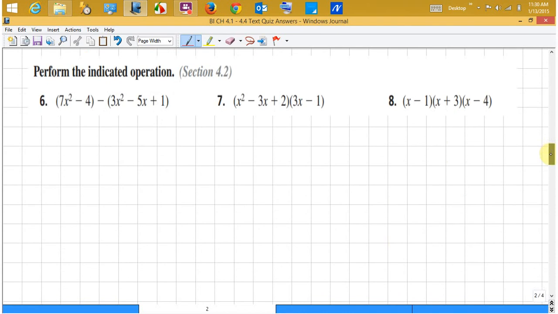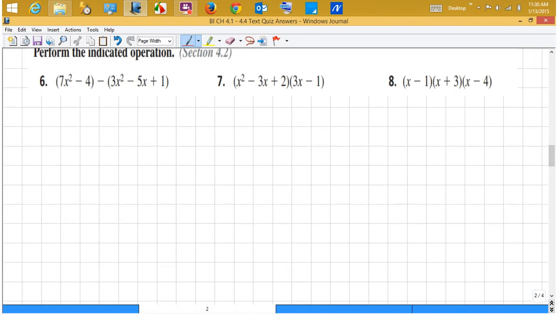Okay, let's go to the next one. Perform the indicated operation. So the maximum degree I have here is a 2. So I have a 7x squared minus 3x squared. That's 4x squared. Then let's look for the x terms. There's a minus 5x, but look, there's a subtraction, so that would be plus 5x. Okay, so I've taken care of this term. I've got this term. I've got this term. Now I have a minus 4, and I have minus a plus 1. So that would be a minus 4 minus 1. That would be minus 5.